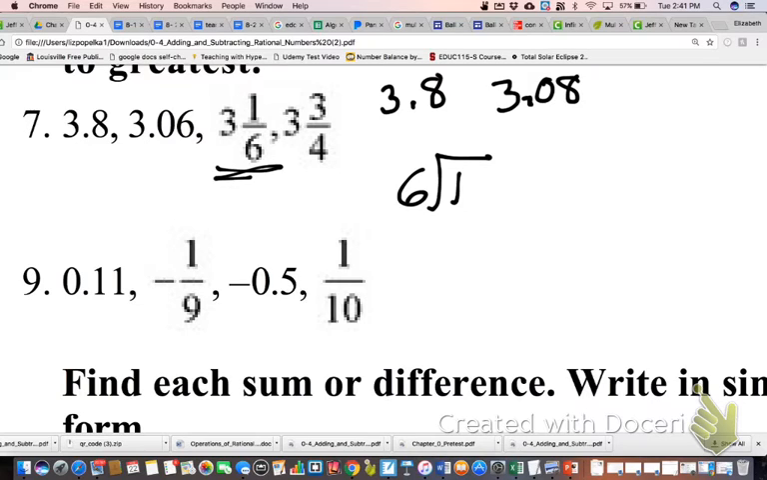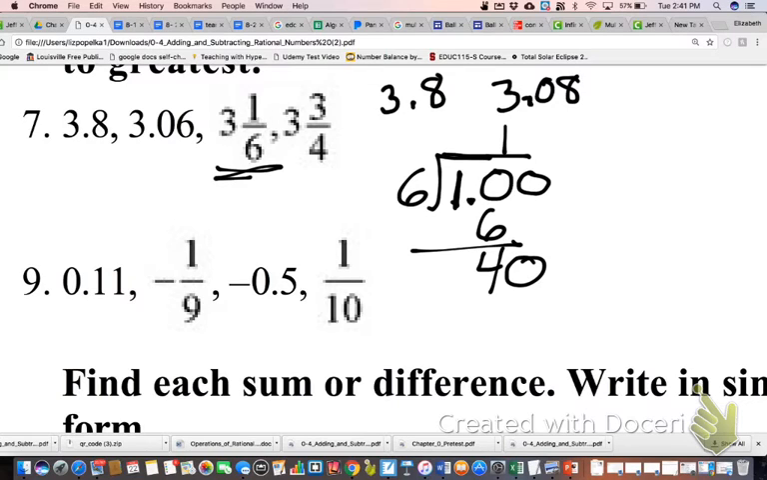Obviously, 6 won't go into 1, or the whole number, so I add a 0 along with a decimal. 6 goes into 10 one time. 1 times 6 is 6. I've got a 4 remainder, so I need to add another 0.